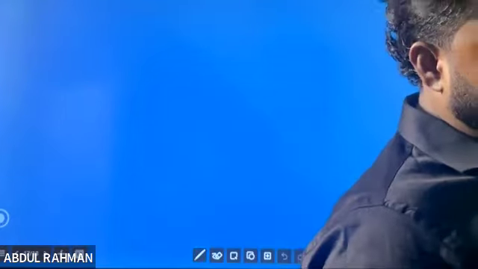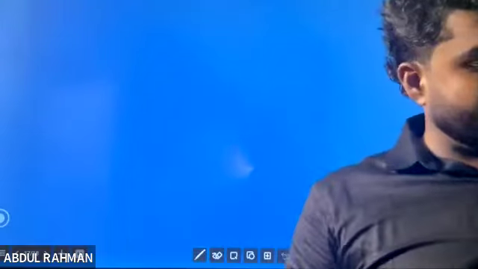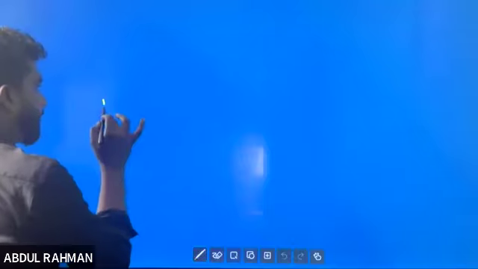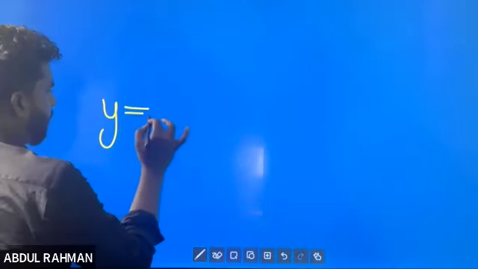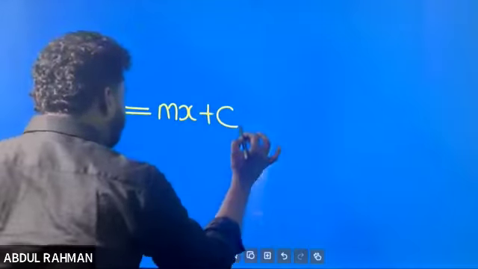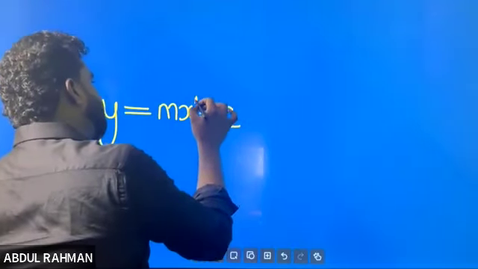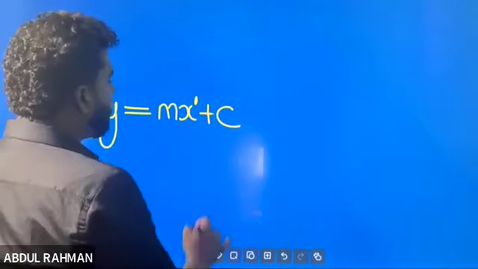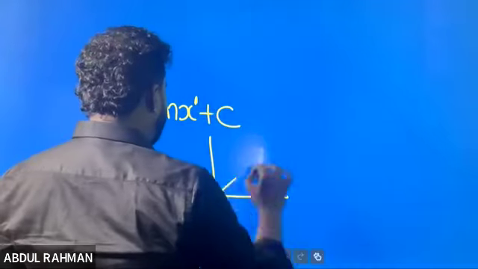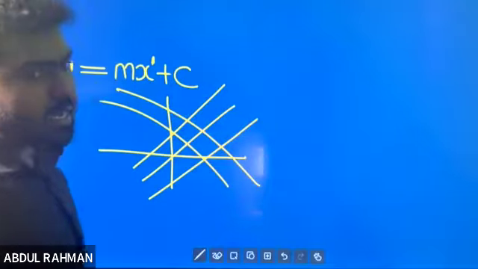Starting off the theory. Now your straight line graph is going to shift to a new dimension. All this time you have been learning y equals mx plus c. That means the power of x that you had is 1. As the power was 1, your graph was a straight line graph like this, like this, like this.